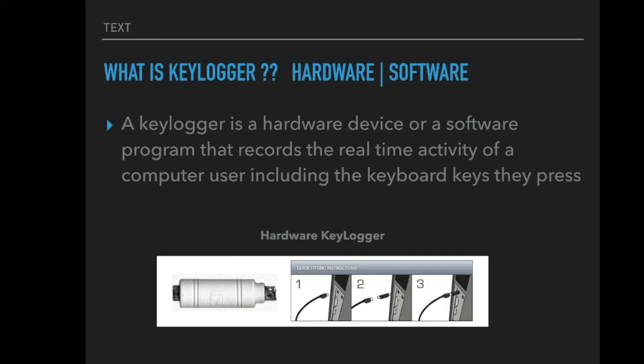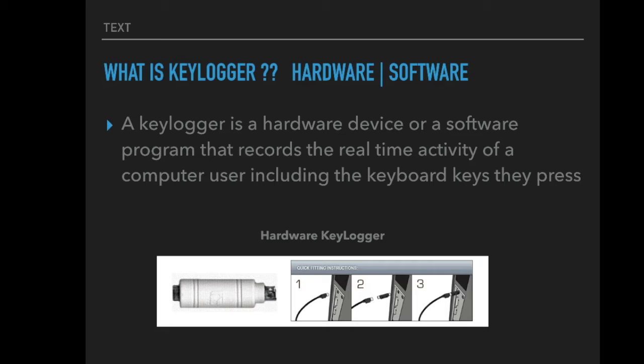So generally it's two types, hardware keylogger and software keylogger. Hardware keyloggers are used with your keyboard input pin. You can see in this image, it attaches to your keyboard cable and is directly connected to your CPU port.